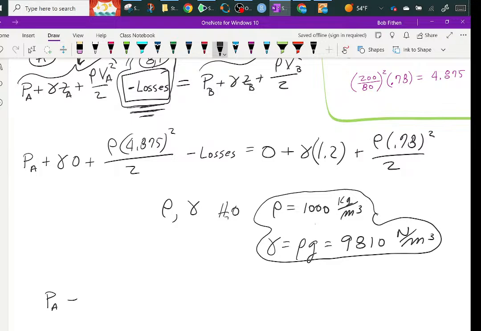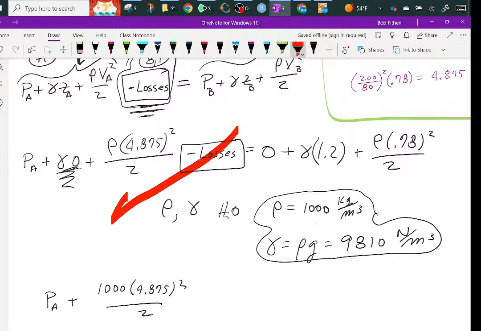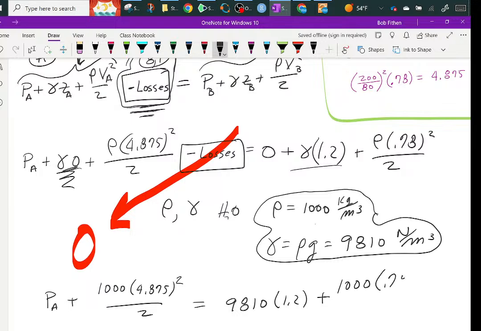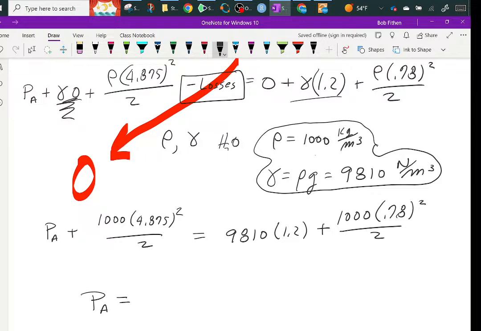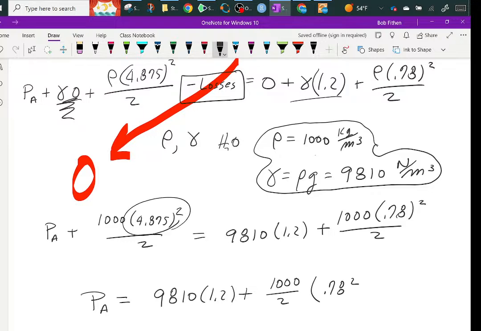So with that, I get this plus, and I don't have to include it here, 1,000 times 4.875 squared over 2 minus no losses. So we'll just say they're gone. And then we'll go back here and say it is equal to gamma times 1.2, 9810 times 1.2 plus 1,000 times 0.78 squared over 2. And now you move that to the other side: 9810 times 1.2 plus 1,000 over 2 times 0.78 squared, and then I'm taking that minus 4.875 squared.